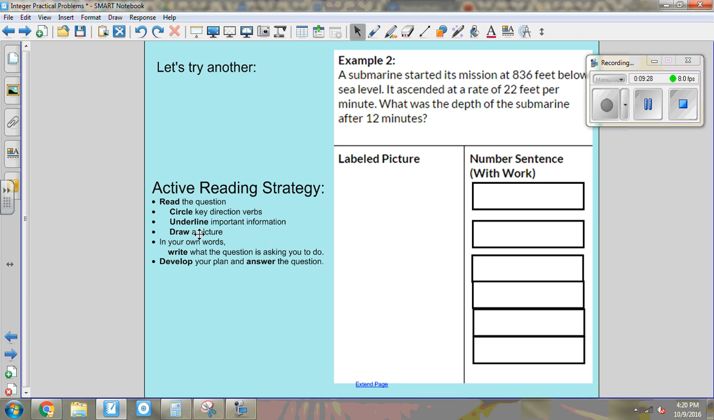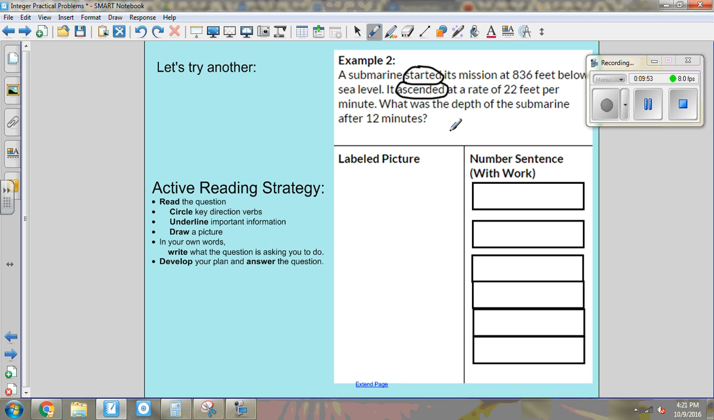So I have some direction verbs that are going to give me some information. I know that it's starting the mission at that depth. And then I have another key verb that's going to show me that it's ascending. Oh, my pen got away from me there. So ascended is also a key verb that's going to help us.